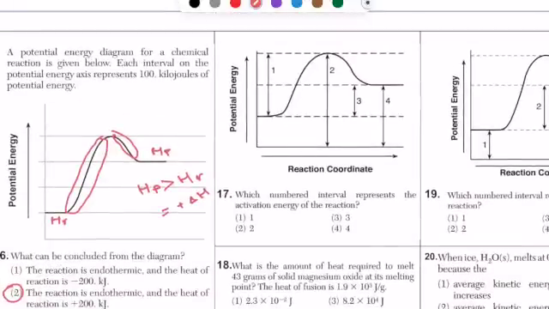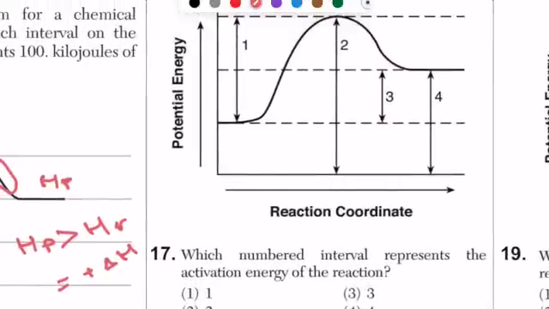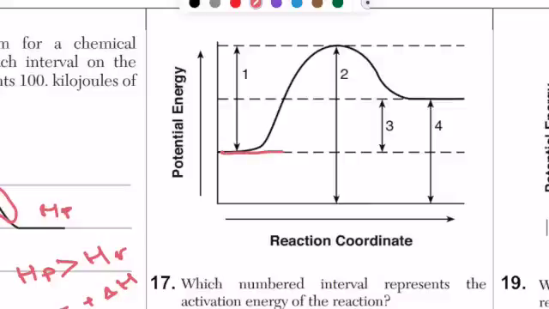Which numbered interval represents the activation energy? Activation energy means how much energy we need to go from the reactants to the top. So that should be this difference right here.